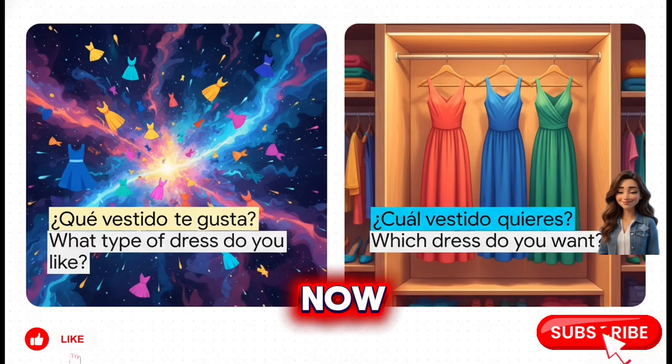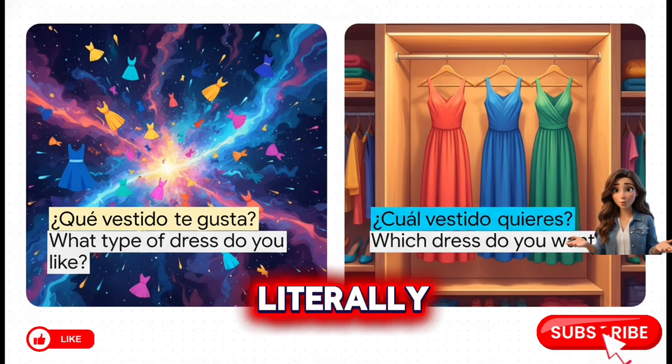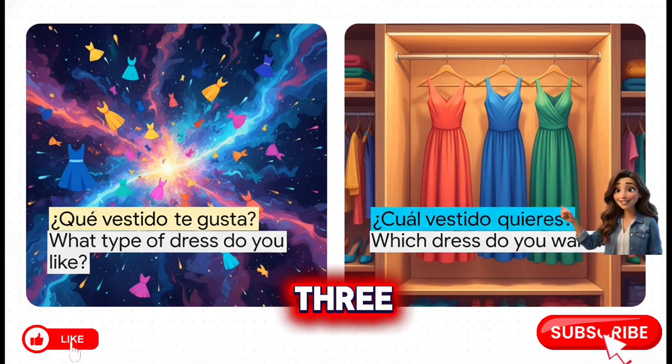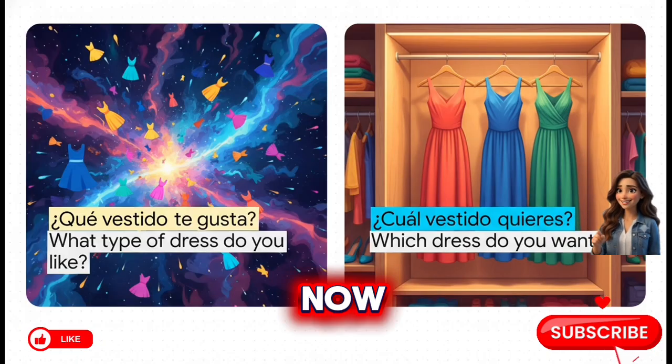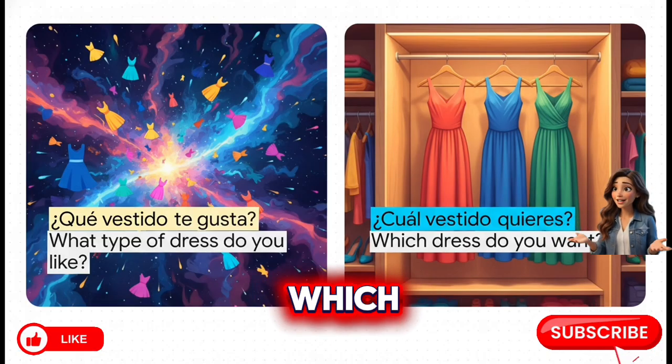But now, change the scene. Imagine we are literally standing inside your closet looking at 3 specific dresses, a red one, a blue one, and a green one. Now I'd ask, ¿cuál vestido quieres? Which dress do you want?